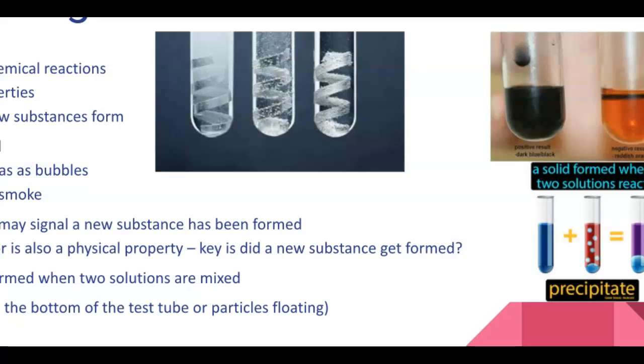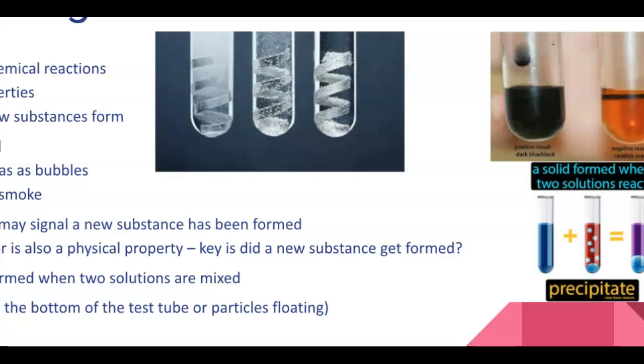In our second picture, you see a color change. We start with a green color and then it changes to an orange color, indicating that something happened within that solution.